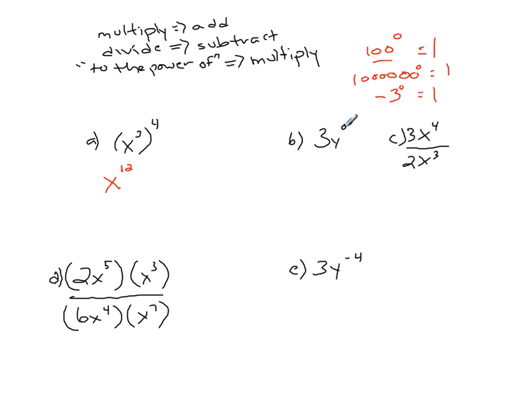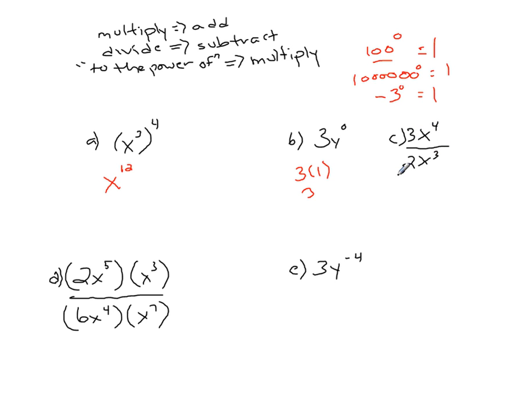So in this case, 3 times y to the power of 0 is equivalent to 3 times 1, which is just equal to 3. In this case here, we're dividing terms with exponents, so we subtract them.